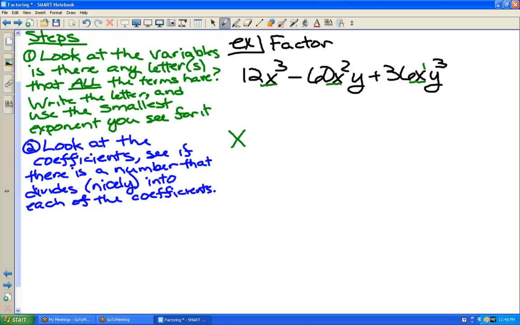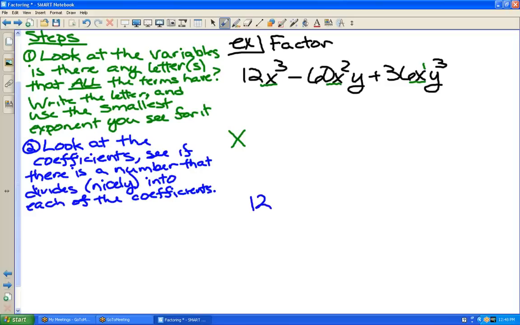Okay, so the next thing is look at the coefficients, see if there's a number that divides nicely, I don't like decimals, into each of the coefficients. So this is one of those places where I could be a little organized if I need to, because if I just start randomly guessing numbers, I never get the number I need. So I try to be as organized as possible. It'll help you later on as well.